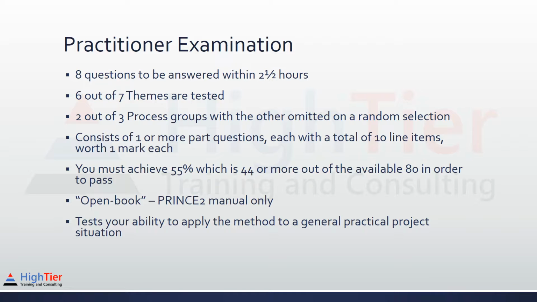So, you have a total of 80 marks to score, out of which 44 is the pass mark, a total of 55%. It's an open book exam. Only the PRINCE2 manual is allowed. No other material is allowed in the exam. The exam tests your ability to apply the method to a general practical project situation.